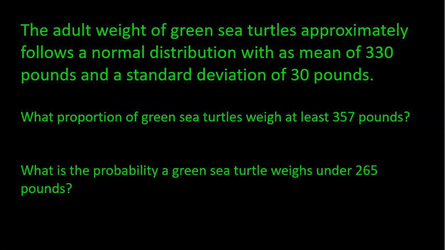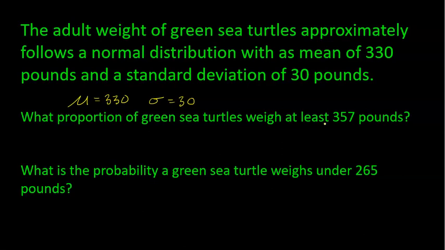All right, this whole video is going to deal with sea turtles. So the adult weight of green sea turtles approximately follows a normal distribution with the mean of 330 pounds and a standard deviation of 30 pounds. So our symbols there are going to be mu is 330 pounds, and our standard deviation sigma is 30 pounds. All right, what proportion of green sea turtles weigh at least 357 pounds?